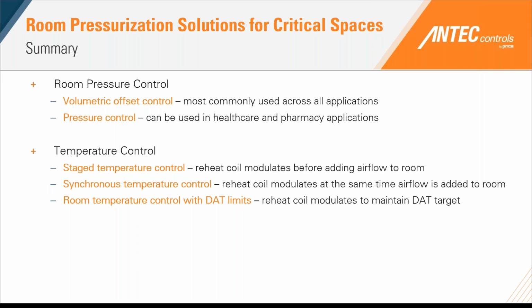We also covered the different types of temperature control. We covered the differences between staged temperature control, which is when our reheat coil will modulate before any additional airflow is added into the space. We have synchronous temperature control. This is where our reheat or coolant coil will modulate at the same time additional airflow is added to our space. And the last option we have here is room temperature control with DAT limits, or discharge air temperature limits. This is where, again, our reheat coil is going to modulate in order to maintain a set point for our supply air temperature entering into that room.